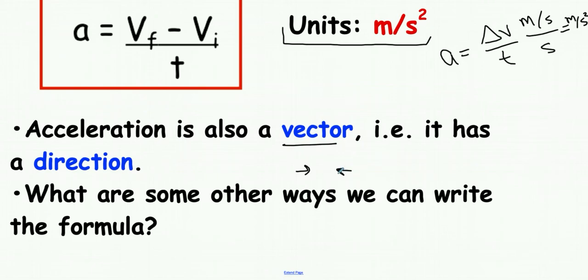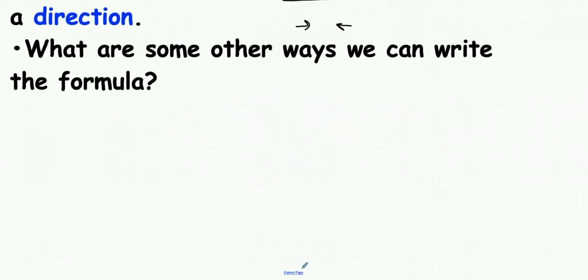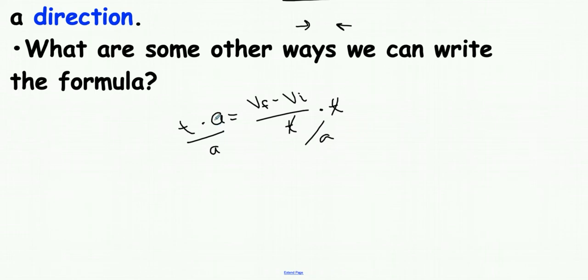Okay, and what are some other ways we can write this formula? So we're looking at solving the formula a few different ways. So let's write it out. Let's say we want to solve for time, okay? So how would I get the time out of the bottom? Multiply both sides by t, and that would get rid of it there. And then I would have to divide both sides by a, and that would get rid of my a on the left. So if I were solving for time, I would have final velocity minus initial velocity, or delta v, over acceleration.